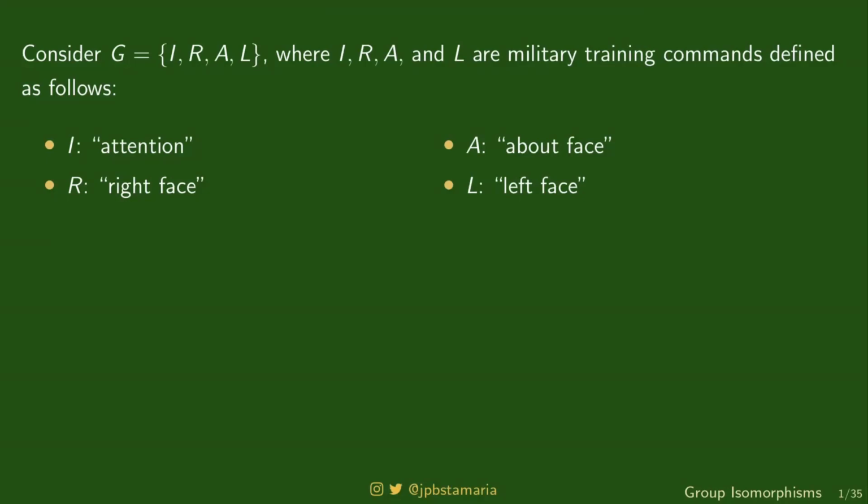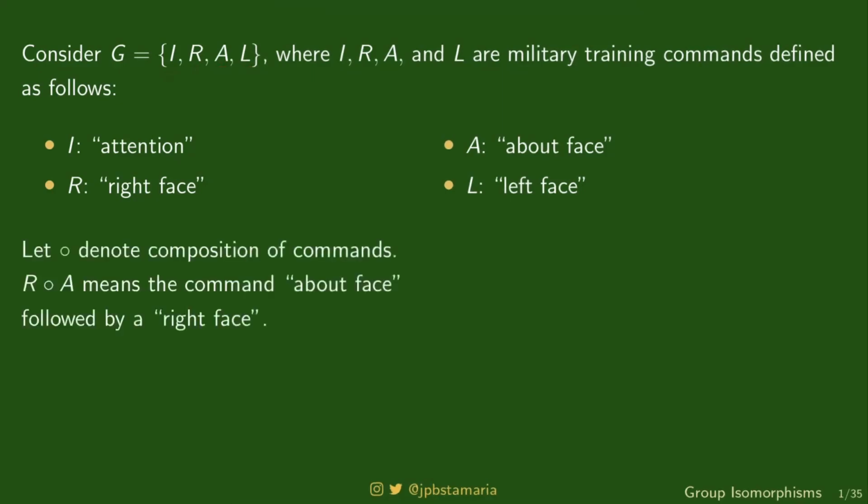And of course, when the commander says about face, in Tagalog, you turn around. You turn yourself 180 degrees, whether clockwise or counterclockwise, although normally in ROTC it should be clockwise. Basically it's a half turn, a 180 degree turn. So the set G contains all of these commands. Imagine these are the elements of G.